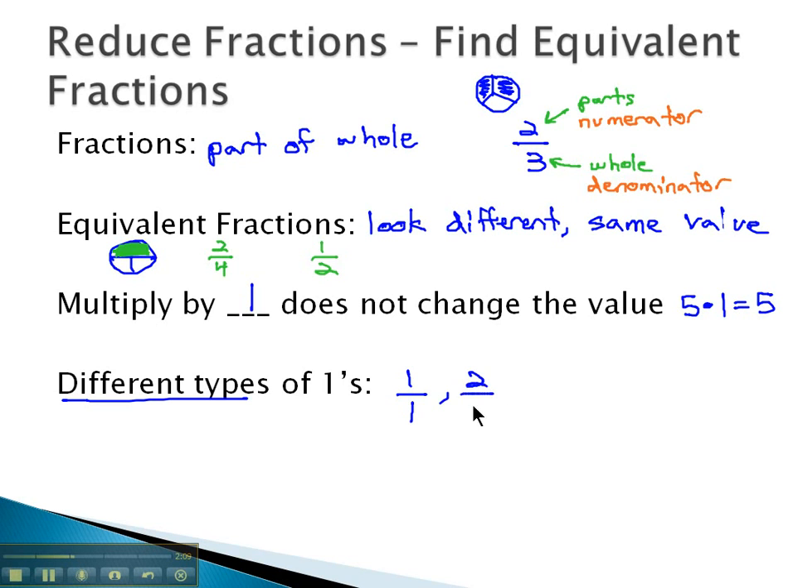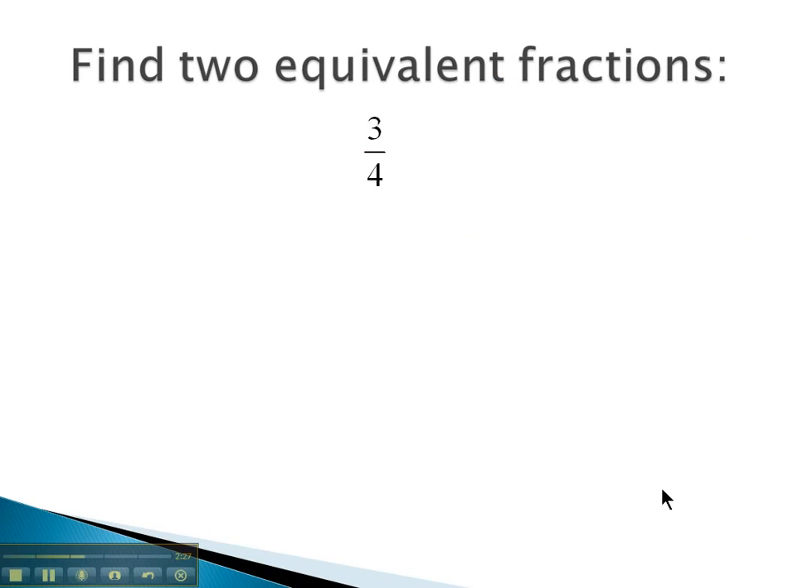Similarly, 2 over 2 reduces to 1. 3 over 3, when you divide, you get 1. In fact, it doesn't matter as long as the top and bottom are the same. It still will represent a value of 1 when we reduce it. So we'll combine these ideas of multiplying by 1, these weird fraction-looking ones, and we can find several equivalent fractions.